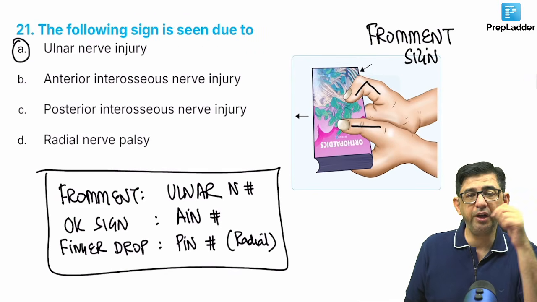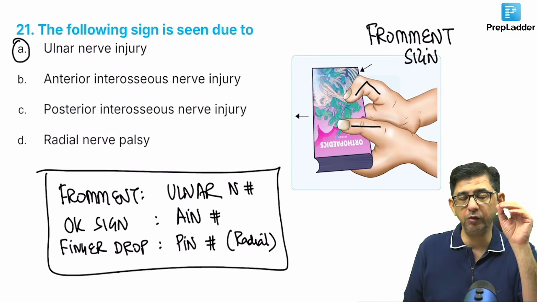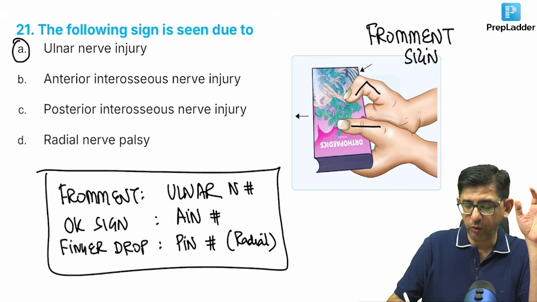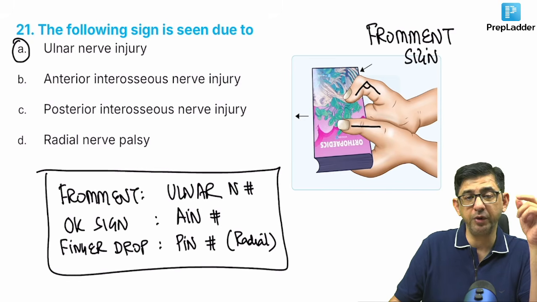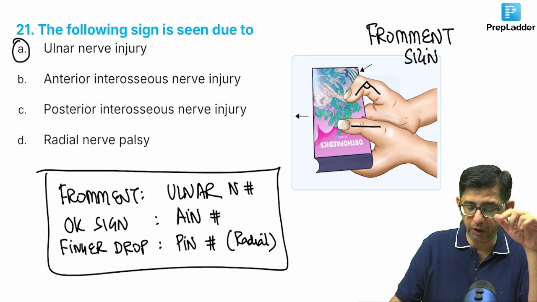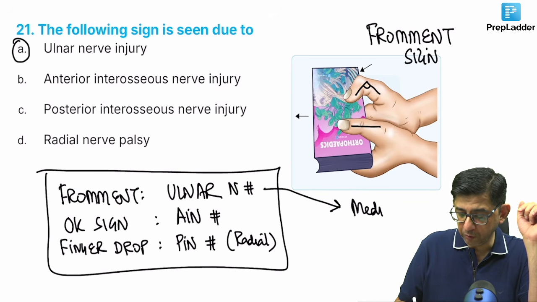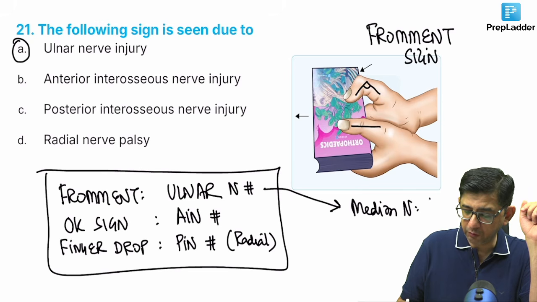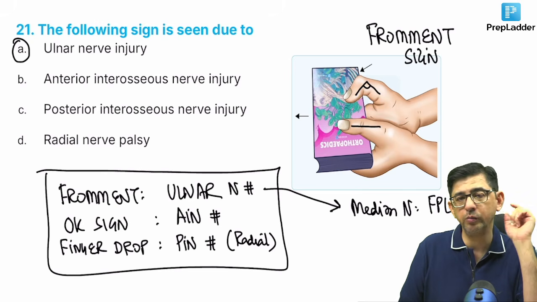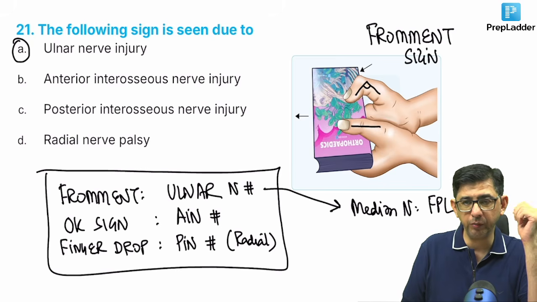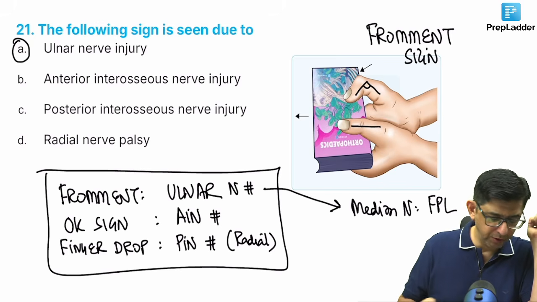Answer to question number 21 is option number A. If they give you an image where the person is trying to hold a credit card or a book and you can notice this flexion happening, that's because the patient is now trying to use the median nerve, because the ulnar nerve is involved. The muscle he is using with the median nerve is called flexor pollicis longus, and he is trying to hold on to the weight of the book and hold the book between his hands. Answer to 21 is option number A.